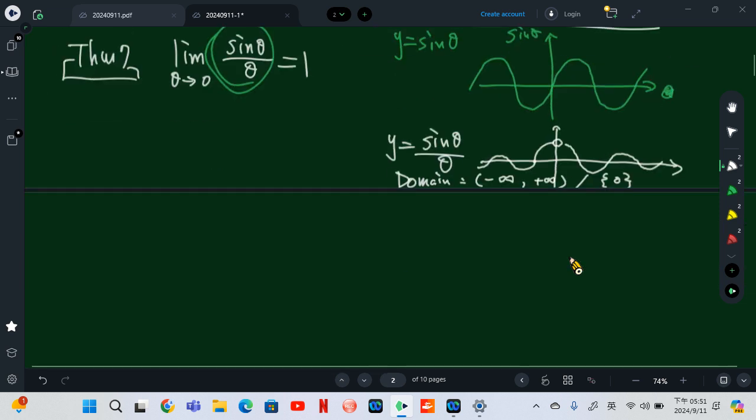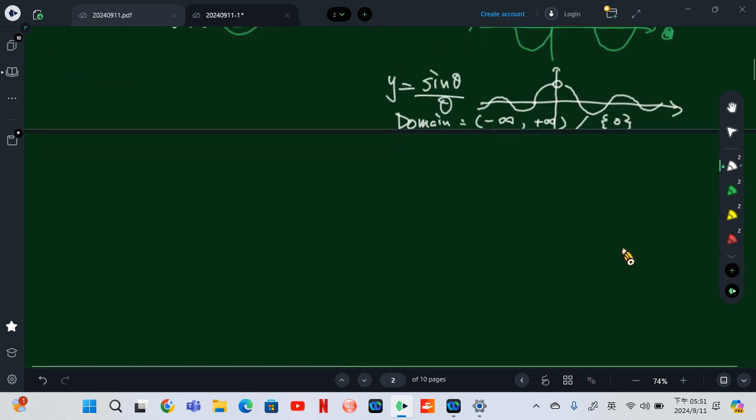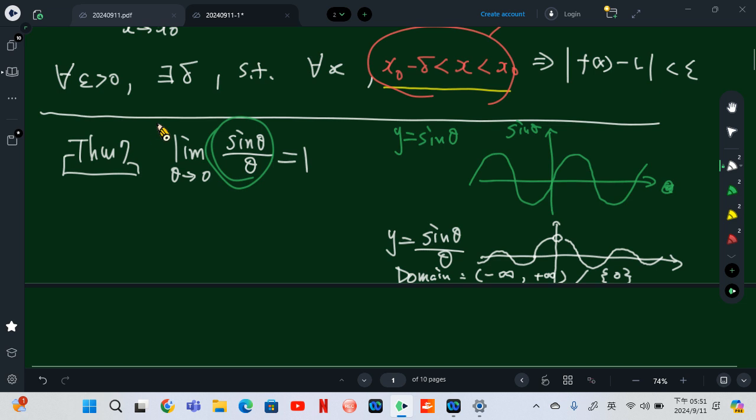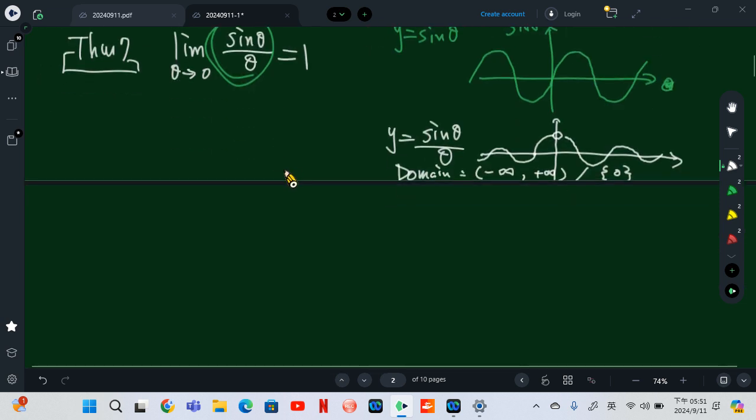So let me show you how to prove it. After I prove it, please keep this in your mind. In a later session, I will show you how to use this result to calculate some limits. But before that, I will show you how to prove it.